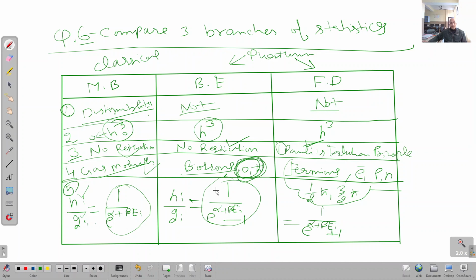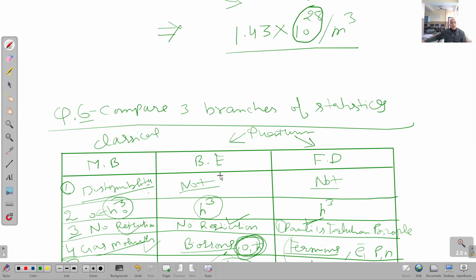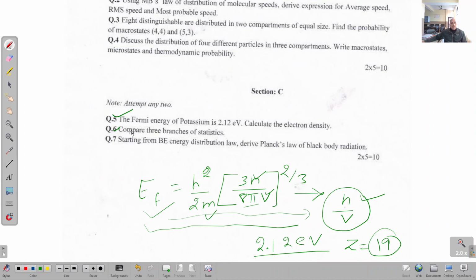So students, now I have answered the two questions of section C, question number 5 and question number 6, right? In the next lecture, I will solve question number 7, the last question of this question paper. It asks: starting from Bose-Einstein energy distribution law, derive Planck's law of black body radiation. So I will briefly discuss it in this lecture.